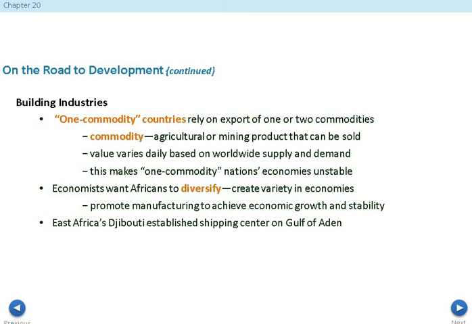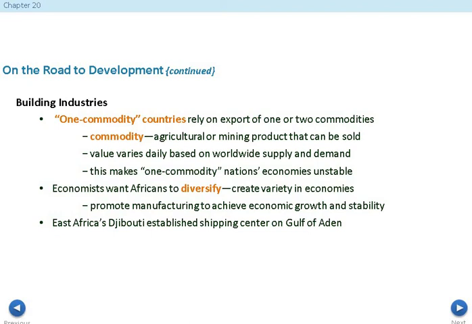Now, building industries. One of the issues that you see in a lot of these countries is what we call a one commodity country. This is when you rely on exports of one or two commodities. So, for example, a country like South Africa could be doing really good in producing and selling gold. Well, what happens if the price of gold on the world market decreases? It is going to hurt their economy so much. So what you want to do is sell more commodities. What is a commodity? It's an agriculture or mining product that can be sold.